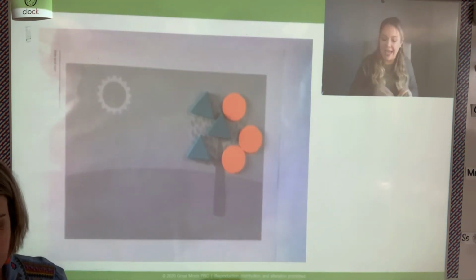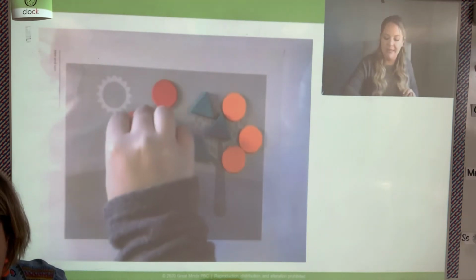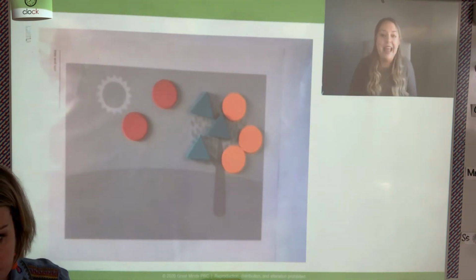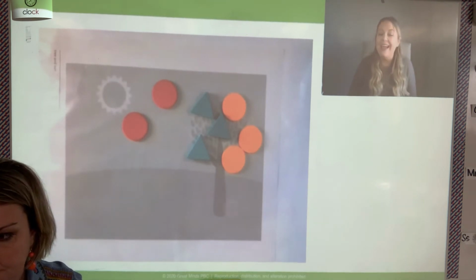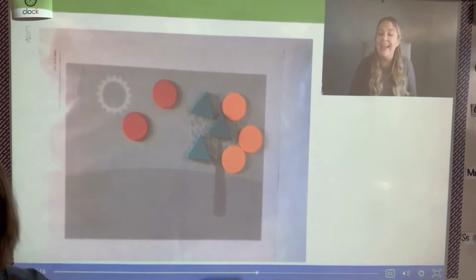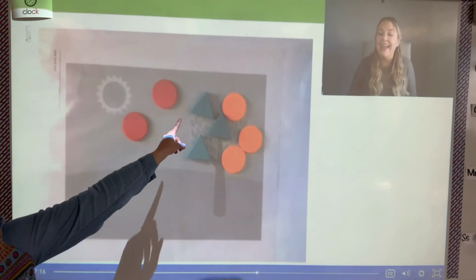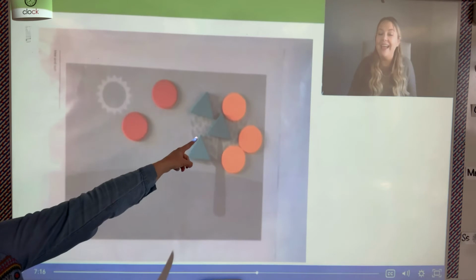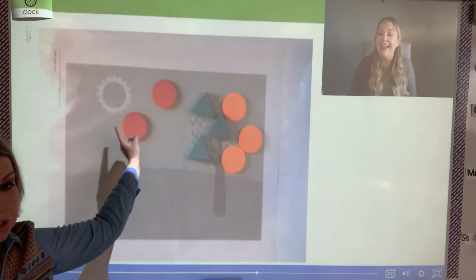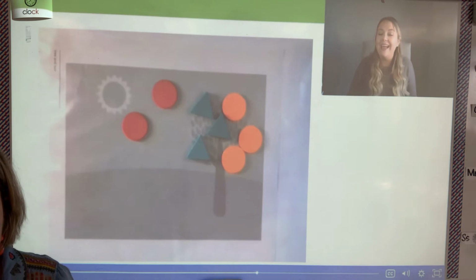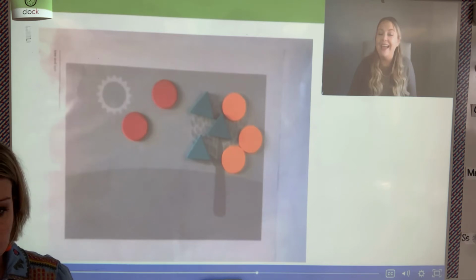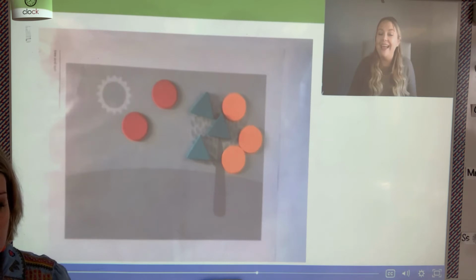Now let's also pretend that there are 2 more robins that are flying. Okay, so you're drawing your 3 triangles and 3 circles in the tree. Now we're pretending that 2 more robins come flying in. Now how many are there? Show me with your fingers. How many are there now? It's okay, just show me with your fingers.